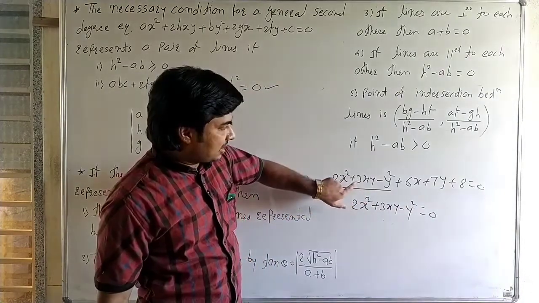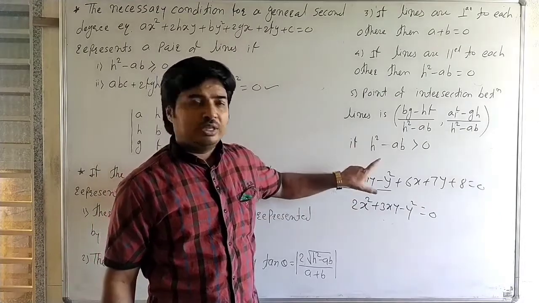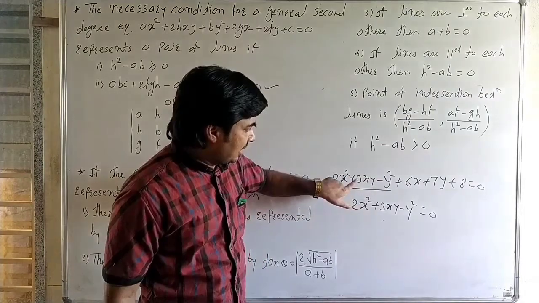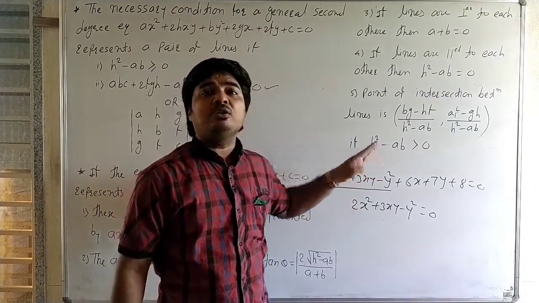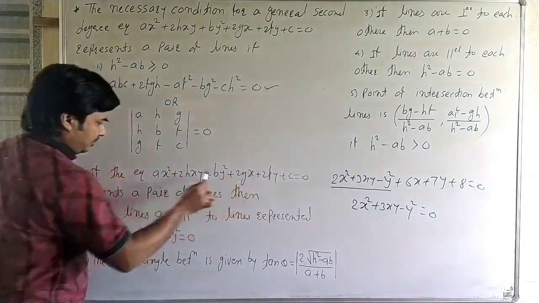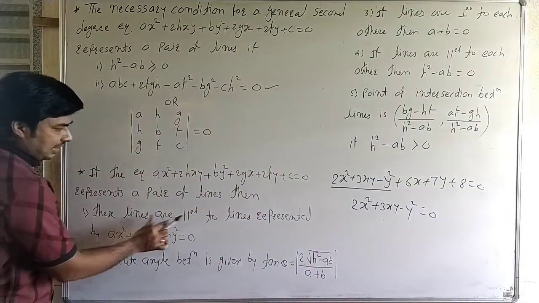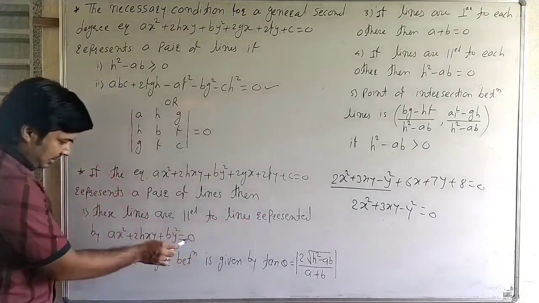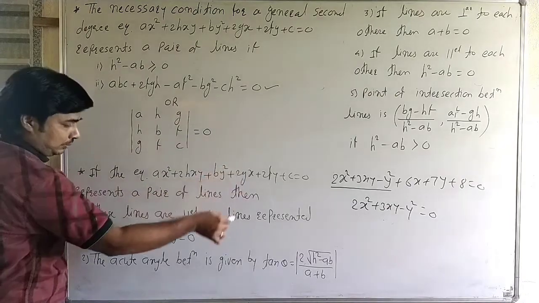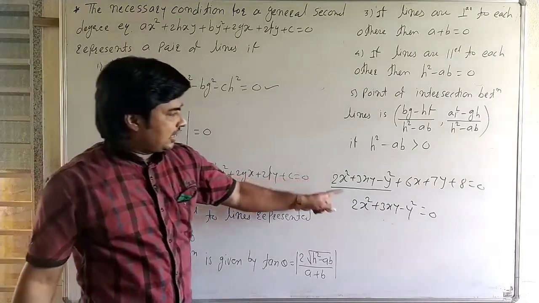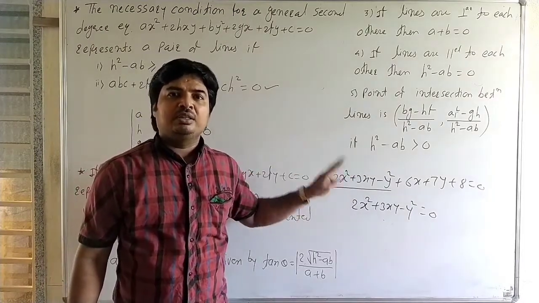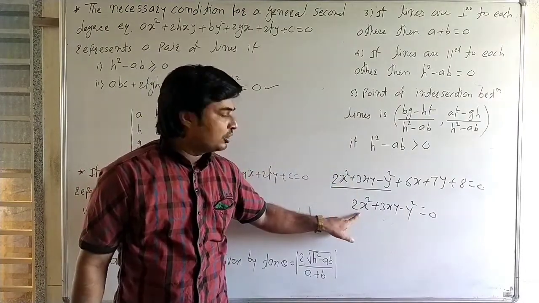The homogeneous equation represents two lines passing through the origin. If the general equation represents a pair of lines, then these lines are parallel to the lines represented by the homogeneous equation ax square plus 2hxy plus by square equal to 0. Therefore the acute angle between them is the same as for the homogeneous equation.